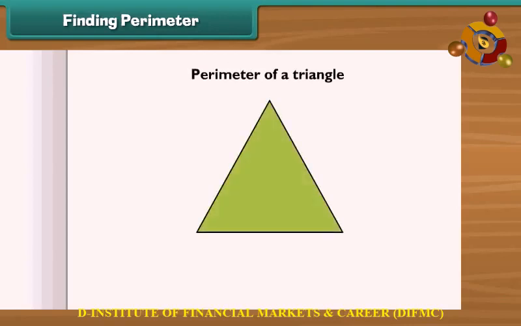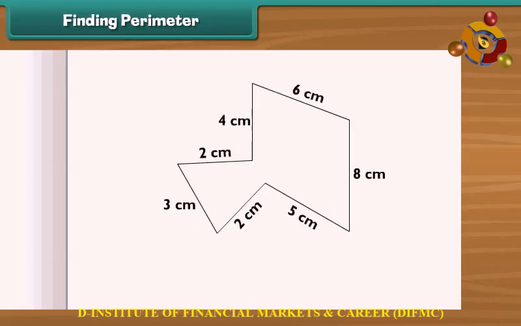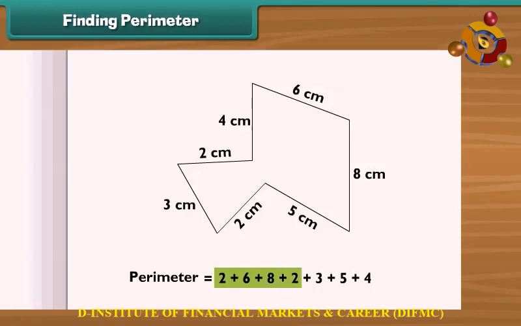Perimeter of a triangle. Triangle, as you are aware, is a three-sided figure. If A, B, and C are the three sides of a triangle, then its perimeter is equal to A plus B plus C. Let's learn to calculate the perimeter of the given figure. To calculate perimeter of this figure, we simply add the lengths of all its sides, which is 2 plus 6 plus 8 plus 2 plus 3 plus 5 plus 4 equals 32 centimeter.